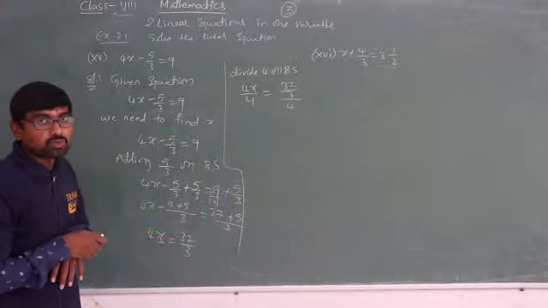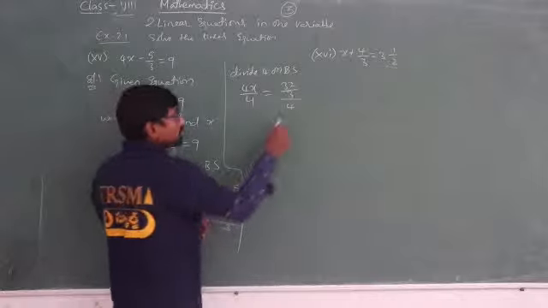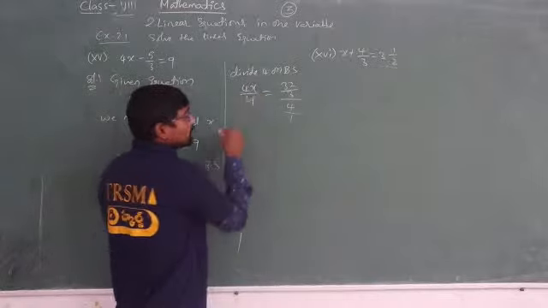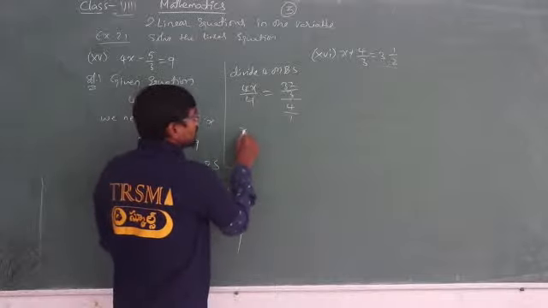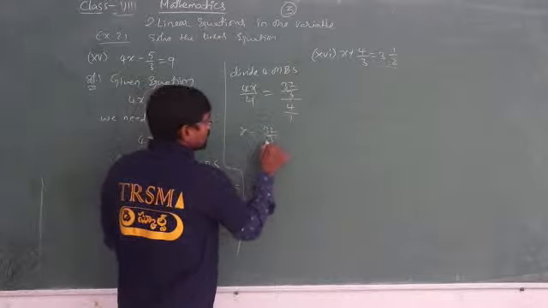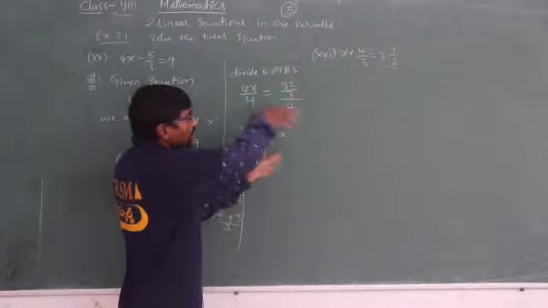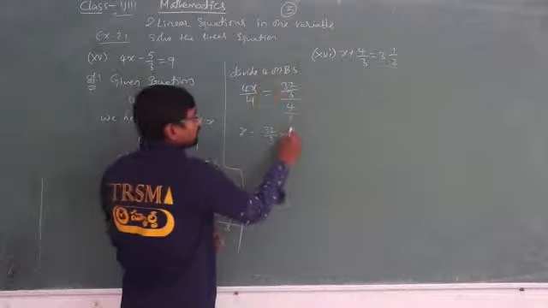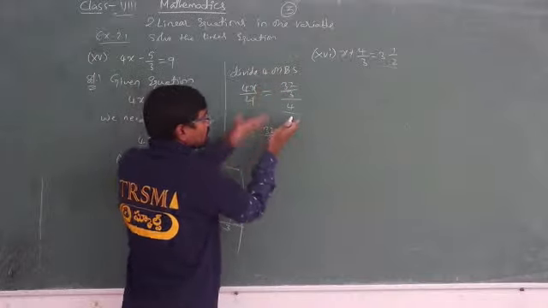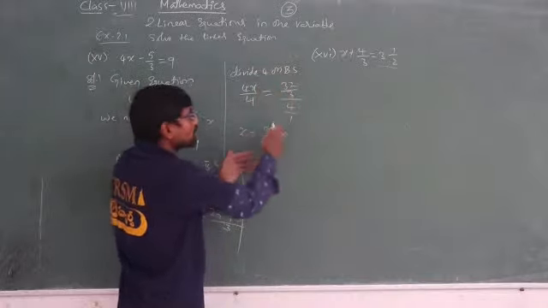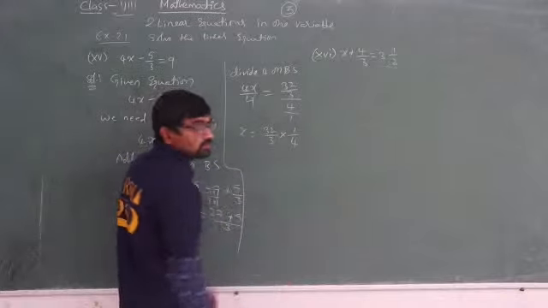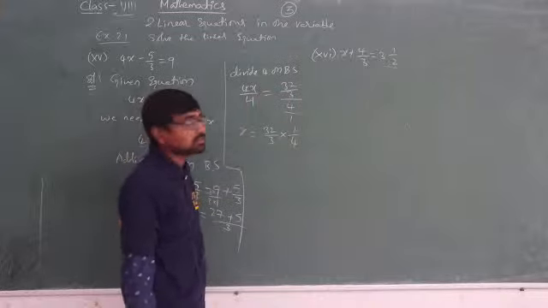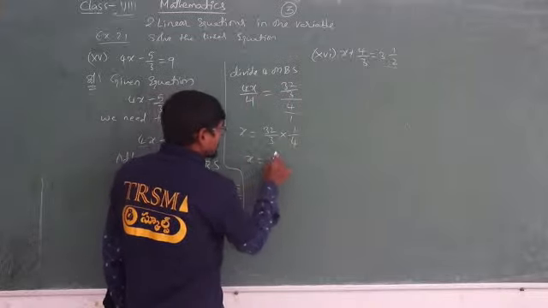Divided by 4. You can see here, the denominator of this 4 will be 1. So here 4 by 4 will be 1. So I will get x equals 32 divided by 3 into, I have to take the reciprocal, isn't it? See, this division will become the reciprocal and be multiplied. 1 divided by 4. You have already studied this in your previous classes, isn't it?